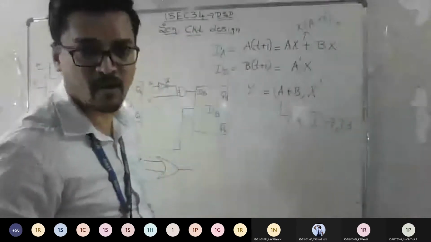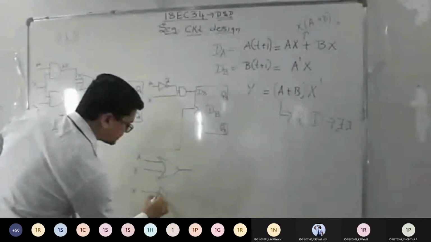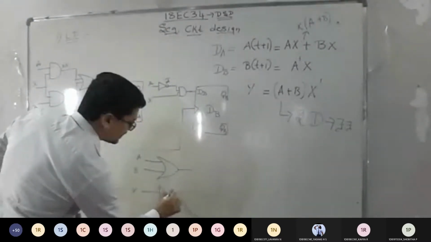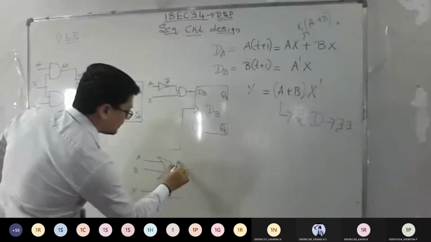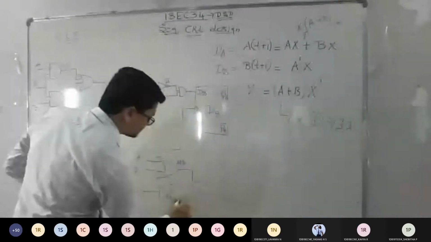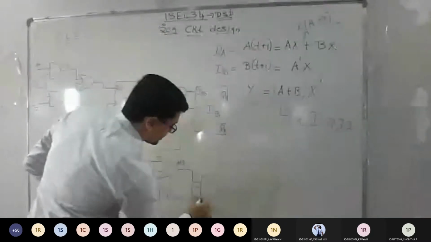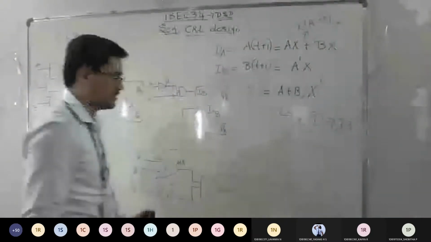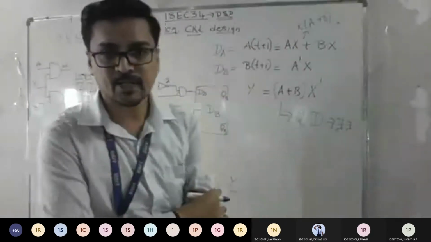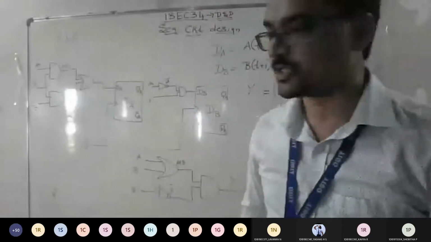So how to get X bar now? From the input X, I need to connect one NOT gate. So I'm going to get X bar, that is AB, A plus B. So this combination should be given to which gate? And that is your output Y. So this is how you need to draw any logic diagram, whatever the equations are given in the question.